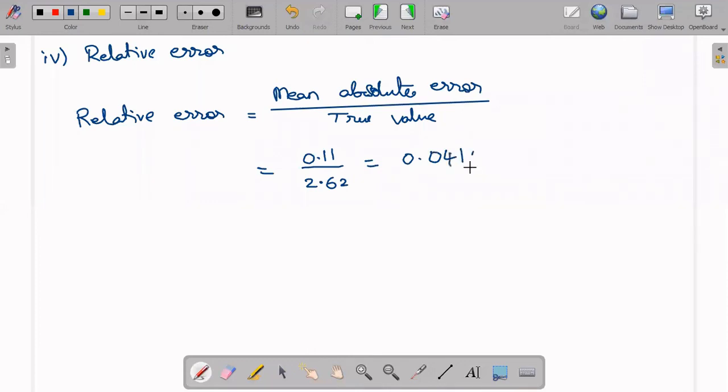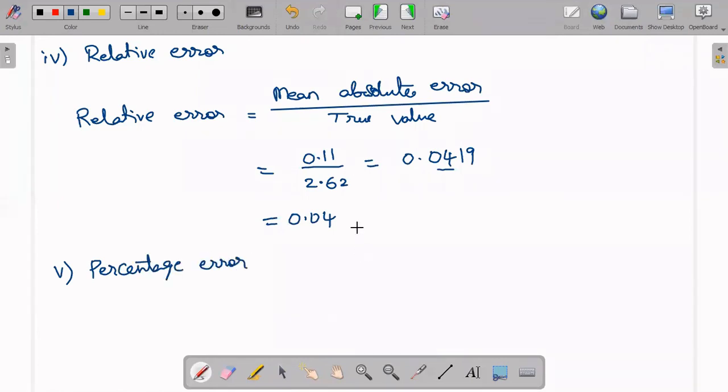0.0419, but we have to write it in terms of rounding of figures up to two digits. Up to 4 I have to round up. After that, 1 is there, which is less than 5, so the answer will be 0.04. This is the relative error, right? Now, the last one I'll complete here itself, percentage error. So what is percentage error? Simple. If you know relative error, easily you will get this.